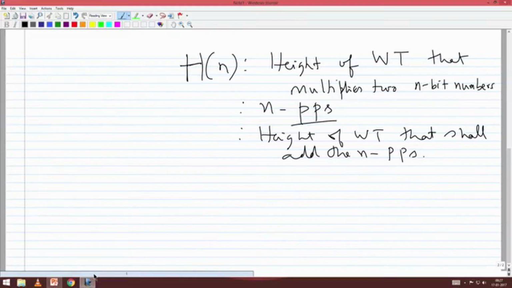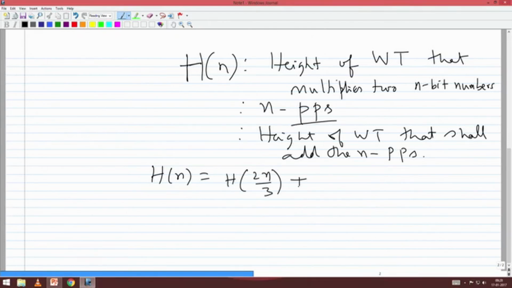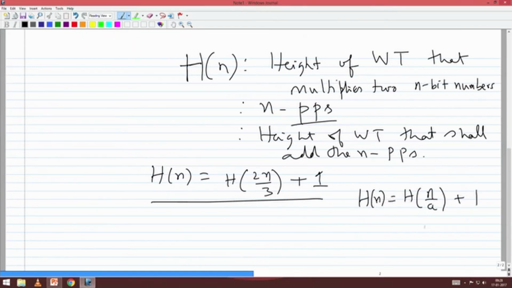Okay. So Hn will now become H of 2n by 3 plus you have added one level. So Hn will essentially become H of 2n by 3 plus 1. So this falls into the equation of what we call as H of n is equal to H of n by a plus 1, a greater than 1. Correct? So how do you solve H of n?